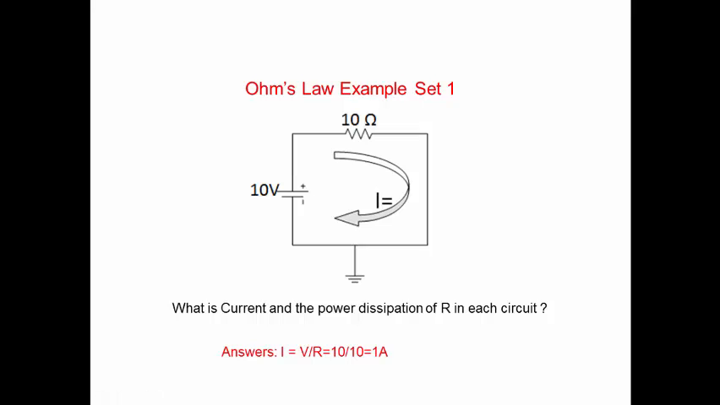Also you can try the other 2 formulas. The easier one to use is voltage squared over R, because you know them already. So voltage squared is 100 divided by 10, you get 10. So power should be 10 watts.